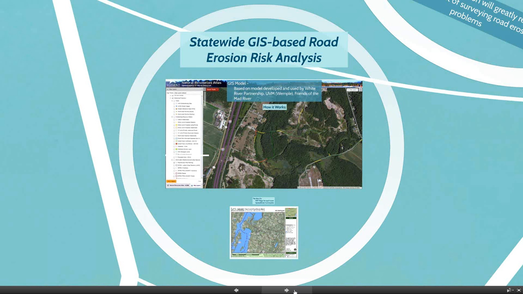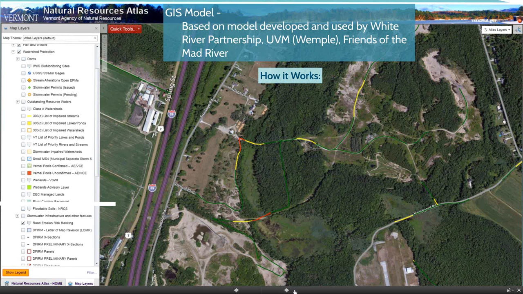And so to get into detail a little bit on the second, the GIS-based road erosion risk analysis, the way that this is working is this is an effort that's been underway, contracted out by the State Ecosystem Restoration Program. And the approach that's in development presently is based on a GIS model that was originally developed by the White River Partnership, University of Vermont, Friends of the Mad River, and the Central Vermont Regional Planning Commission as well.